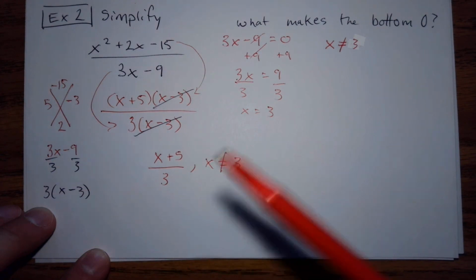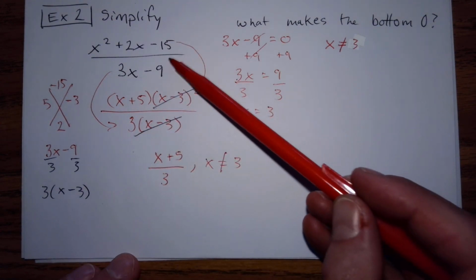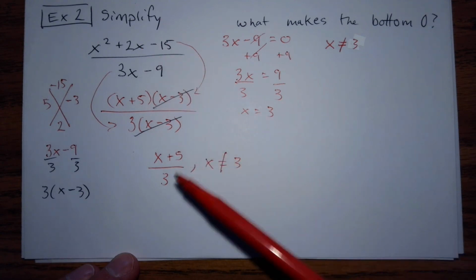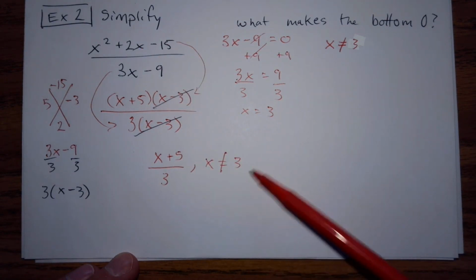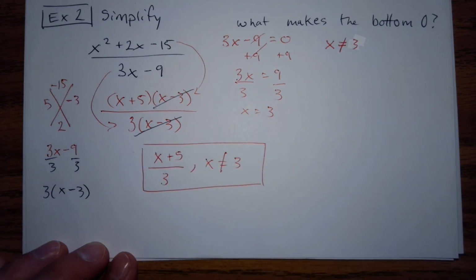So if I'm simplifying something, it should give me the same exact values. They should be the same thing, just in a simpler form. So if I'm not allowed to plug in 3 for this, I shouldn't be able to plug it in here, so we have to state that. And then this is the entire answer. X plus 5 divided by 3.